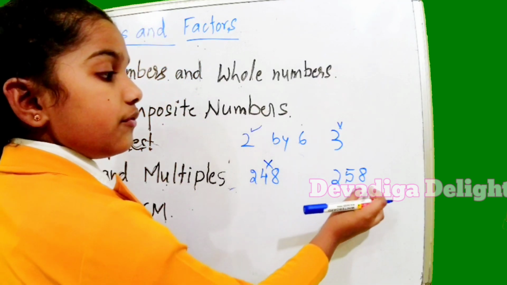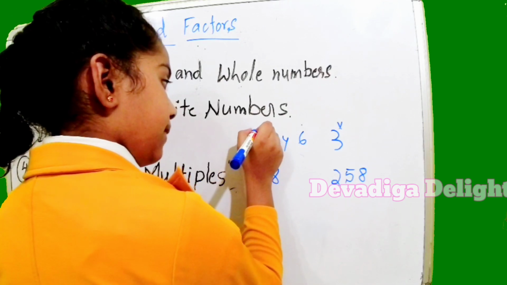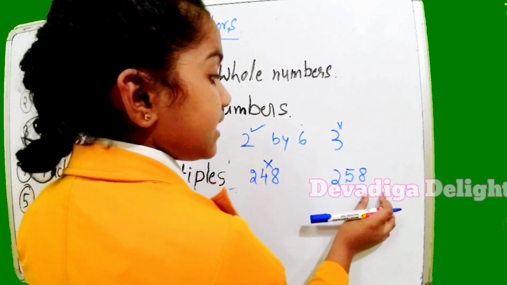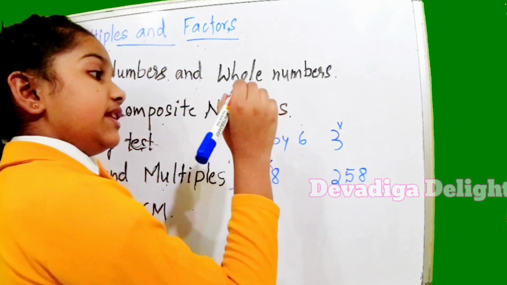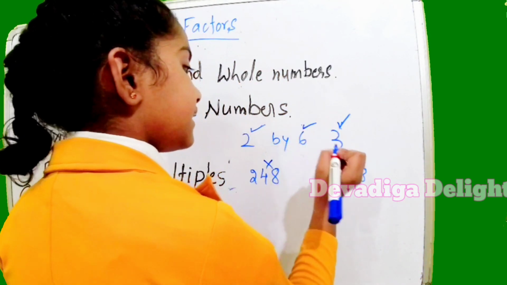Now 258. 258 is an even number, so it is divisible by 2. And 2 plus 5 is 7, 7 plus 8 is 15. So it is also divisible by 3. So this is divisible by 6.